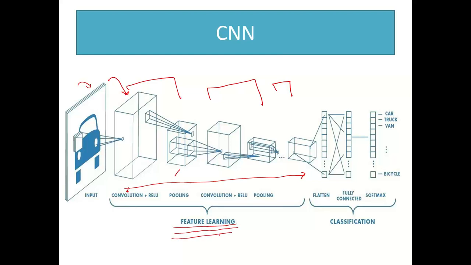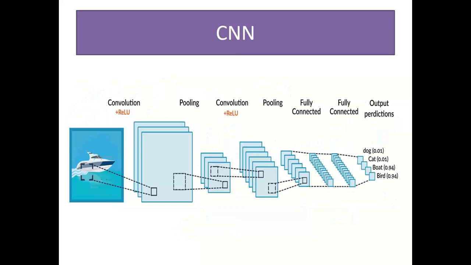Then that is a real neural network. We already know convolutional neural network: we add the convolutional layers with the feed forward network. It looks like this: convolutional layer, pooling layer, convolutional layer, pooling layer, and then fully connected layer, and then output prediction. So that is the basic architecture of CNN.